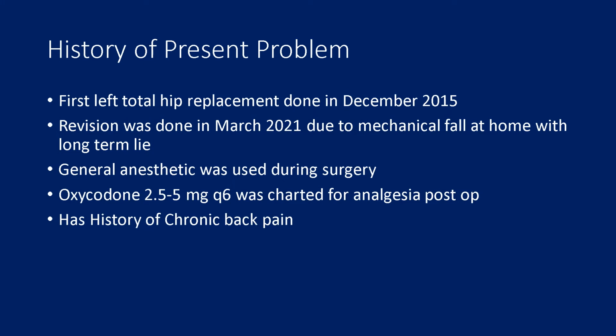From his previous notes, I found out that he had his first left total hip replacement done in December 2015, which was an elective case, and he had his revision done in March 2021 due to a mechanical fall at home with a long-term lie. He was actually discovered by his daughters 2 days after he had the fall. In his surgery, they used general anesthetic, and post-operatively, they've used oxycodone 2.5 to 5 milligrams every 6 hours for analgesics. He also had history of chronic back pain.